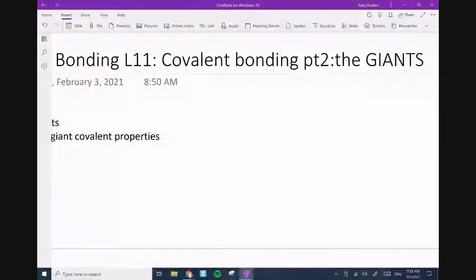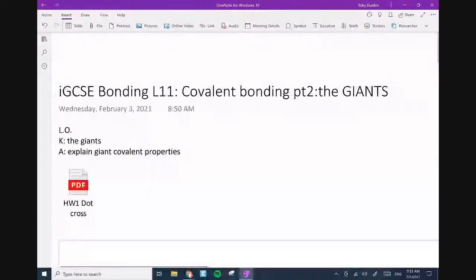Cool. Learning objectives. 2 learning objectives, nice and easy today, guys. Know the giants. So you've got to know them.